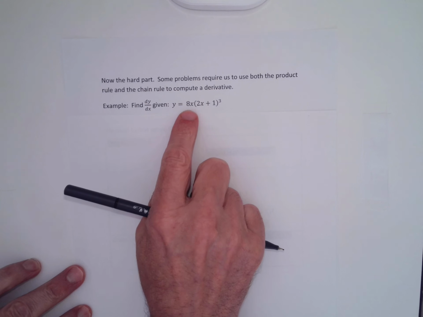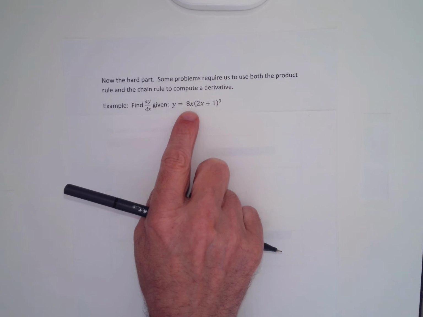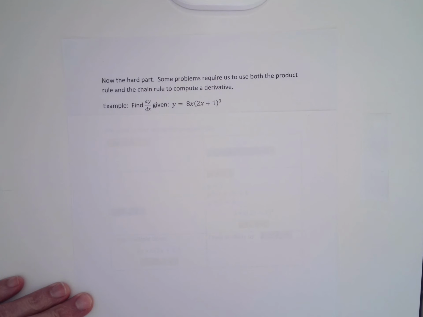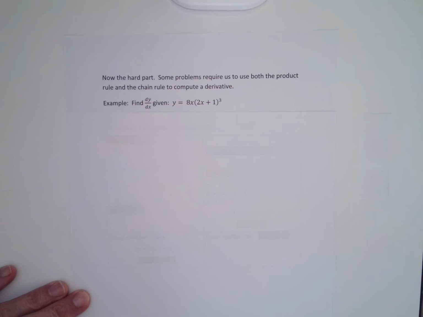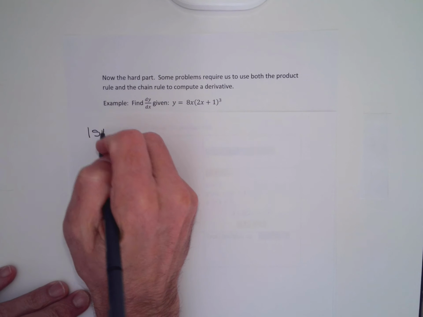To use the chain rule, the number in front of the parentheses is not allowed to have an x. Once the number in front of the parentheses has an x, I can't only just use the chain rule. I actually have to use both the product and the chain rule. Here, I have multiplication and both factors have an x, so I need to use the product rule. And in the middle of doing the product rule, I need the chain rule. This is awful. So first, I'm going to set up the product rule.